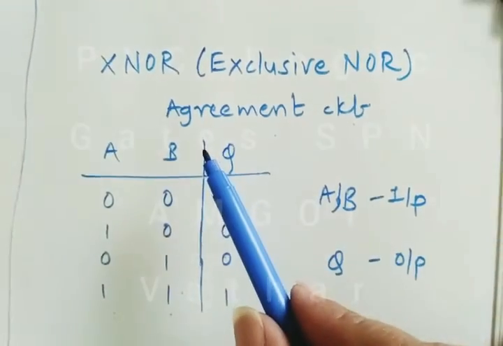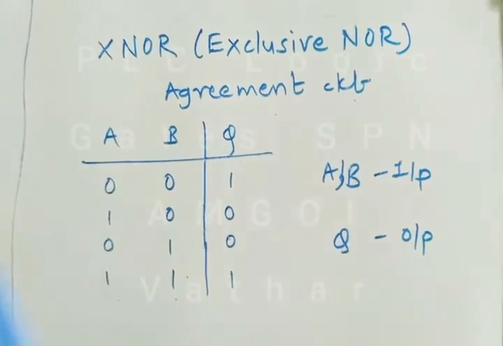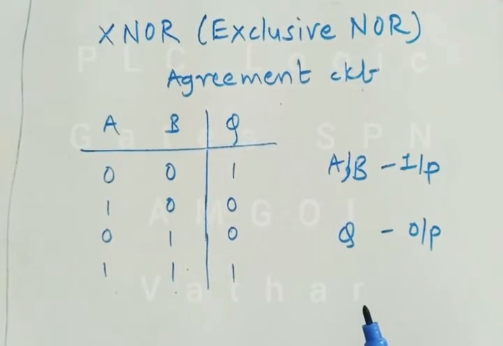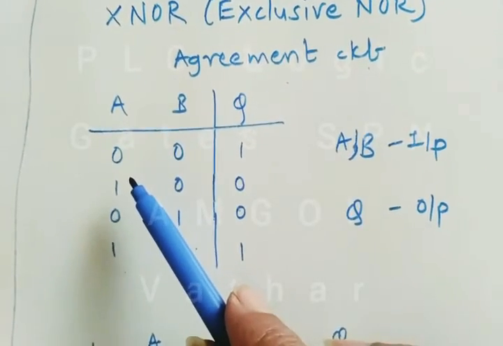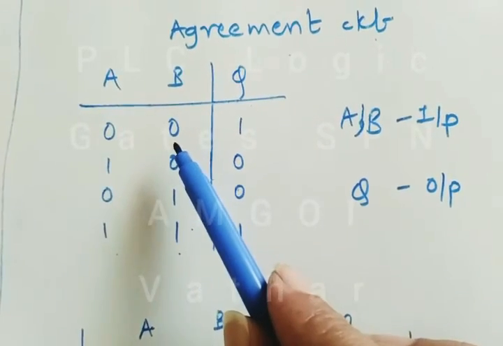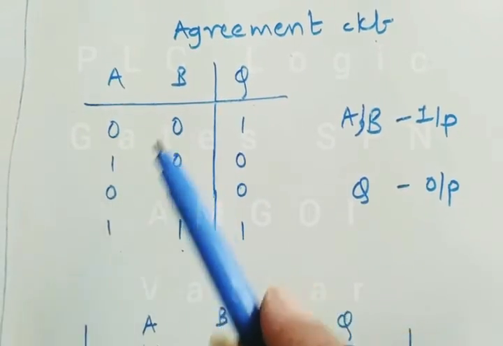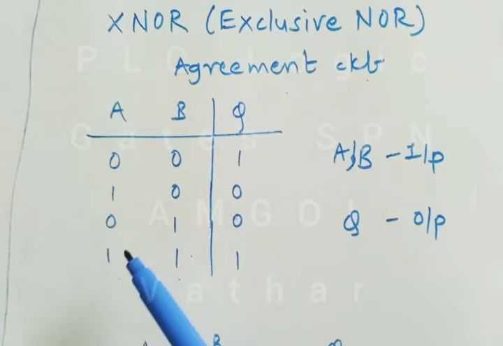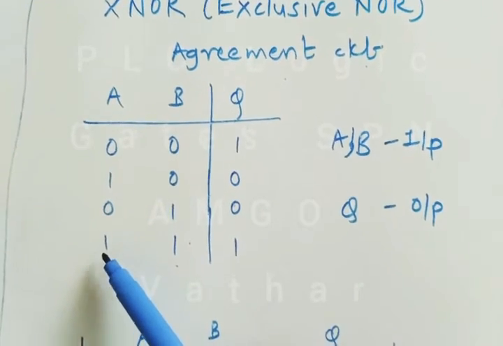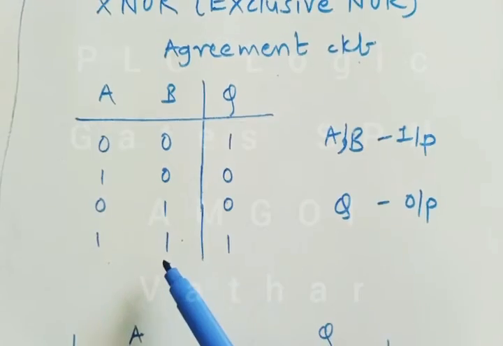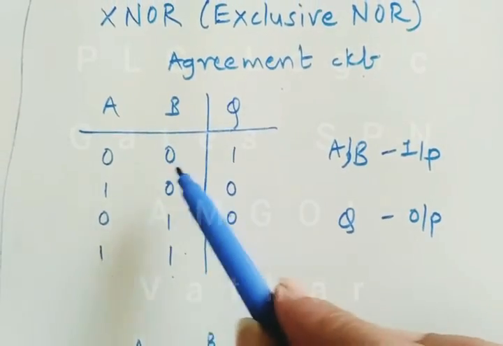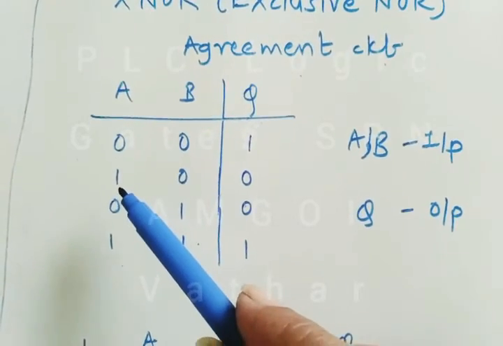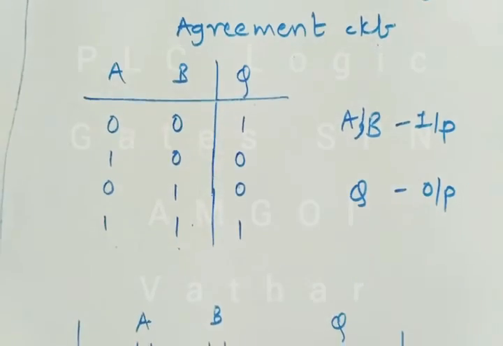Exclusive NOR. This gate is exactly opposite to the exclusive OR gate. This is also known as the agreement circuit or agreement gate. This gate gives the output when both the inputs A and B are off or both the inputs are on. So that is why this gate is called the agreement gate. Means when both A and B agree on, it will give output. When both A and B agree off, it will give output. The gate does not give output when either A is on or B is on.